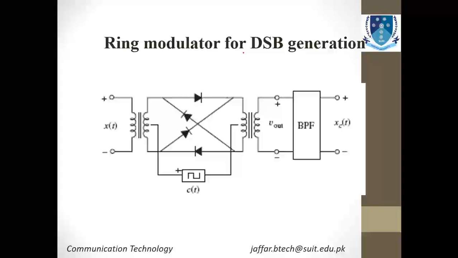The second type which we discussed is the ring modulator for the generation of this double side band. In this kind of modulation you are using a bridge circuit or a ring circuit of diodes, and the carrier is provided to both of these coils, and with the use of a transformer you transmit your signal to the final output. Then there is a band pass filter, and as I've told you, a specified range of frequencies is allowed and the rest of the frequencies will be blocked. So you will get the final X of t over here.